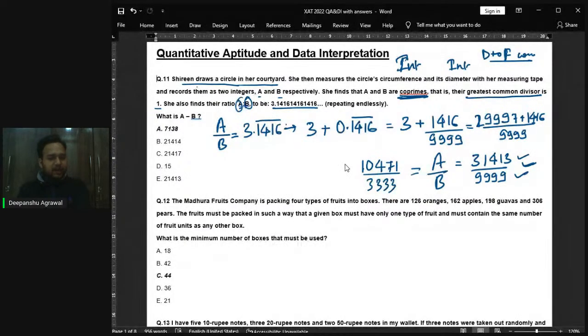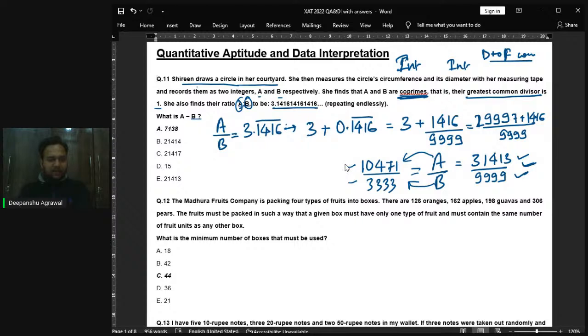Now, if you try to cut this further, I don't think this is possible. So 10471 divided by 3333. The numerator and the denominator are actually co-prime to each other because there's no common factor in this. You can try with different prime numbers, you will not get any factor from this. So the value of A can be this, the value of B can be this.